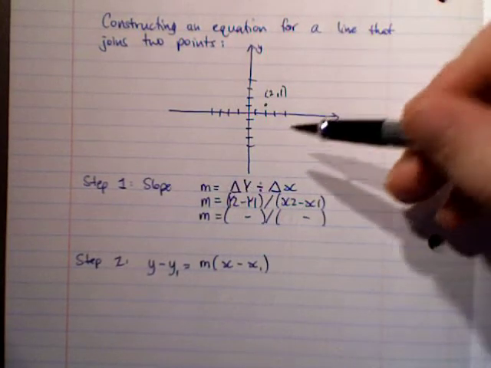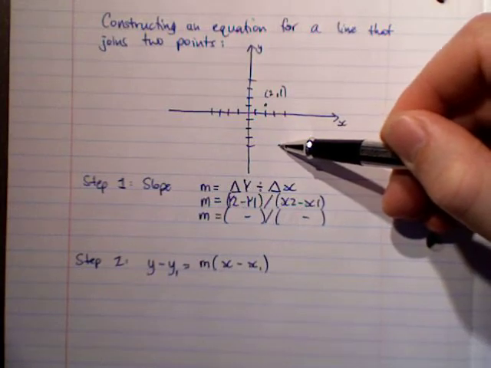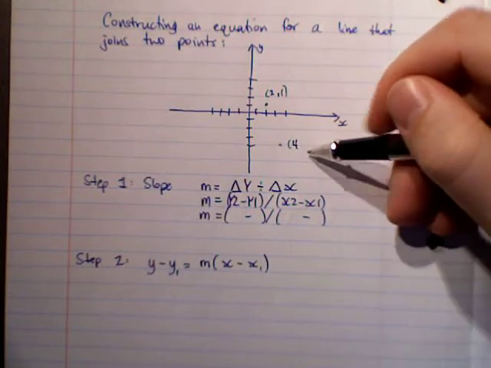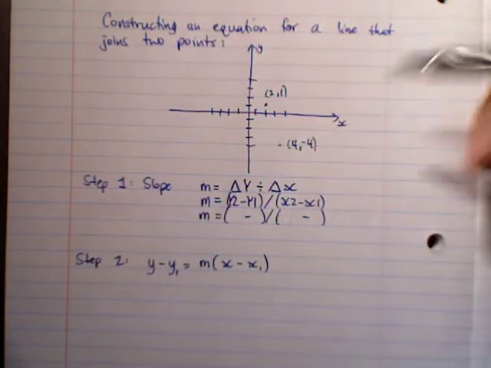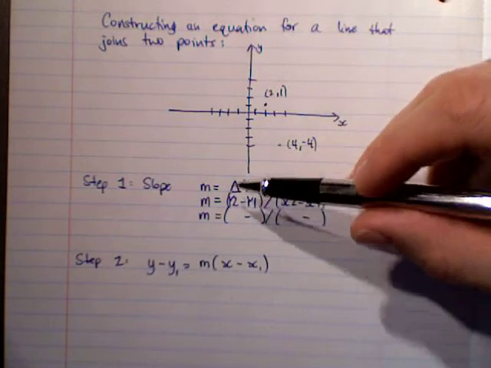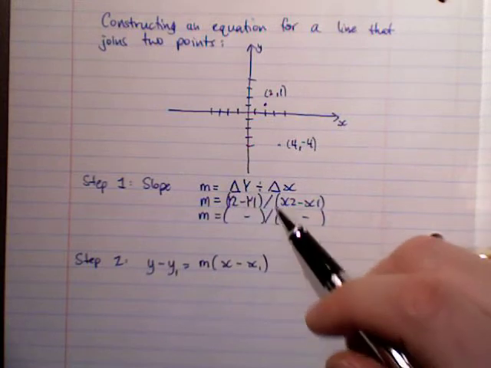And the other point we're going to choose is right down here at x equals 4, and y in this case is negative 4. So these are our 2 points, and the first thing we're going to do in order to construct the equation for the line is figure out what the slope is. Slope is often referred to as m when talking about lines, and m, or slope, is the change in y divided by the change in x.